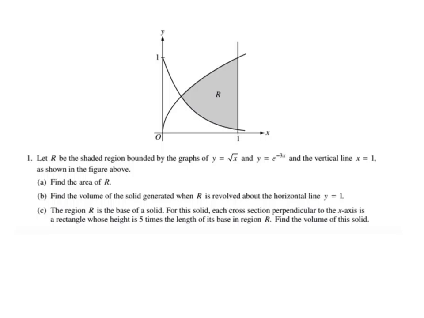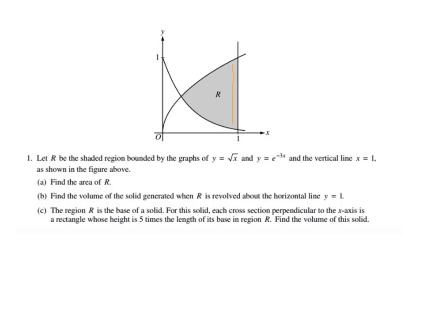So for this imaginary solid that's, again, rising out of R, they say that each cross-section perpendicular to the x-axis. So perpendicular means a right angle with the x-axis. So there's a perpendicular cross-section if it went all the way from the top to the bottom. It's a rectangle whose height is 5 times the length of its base in region R.